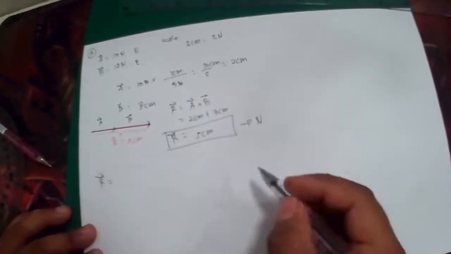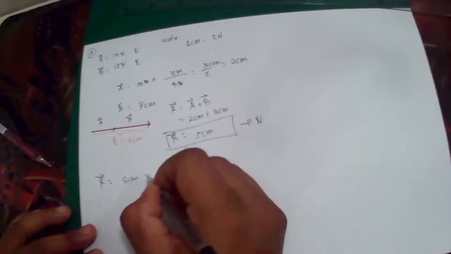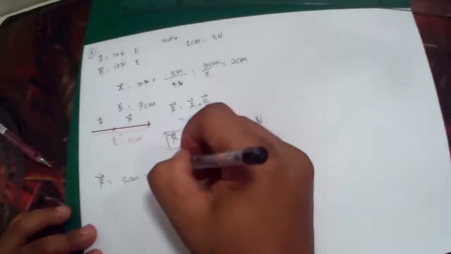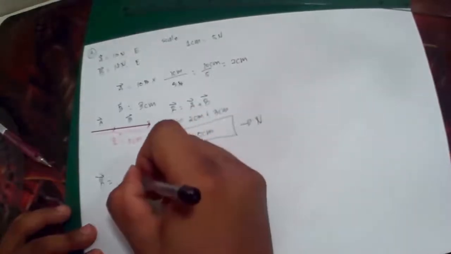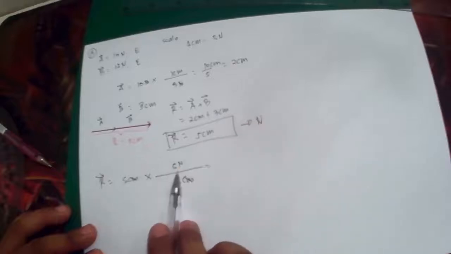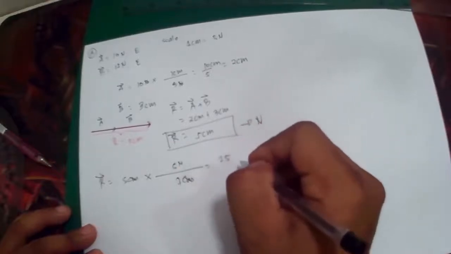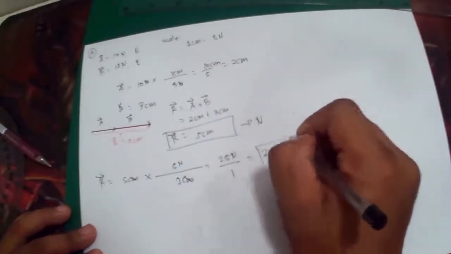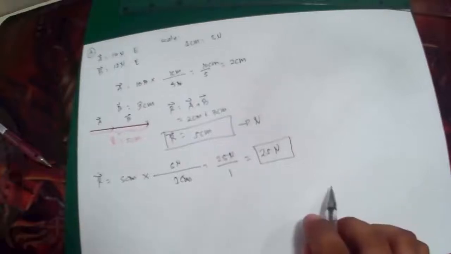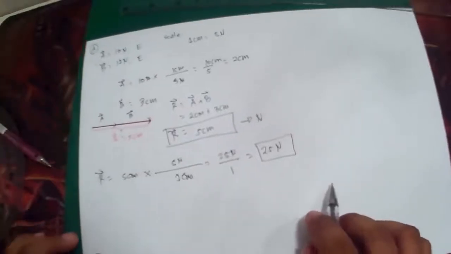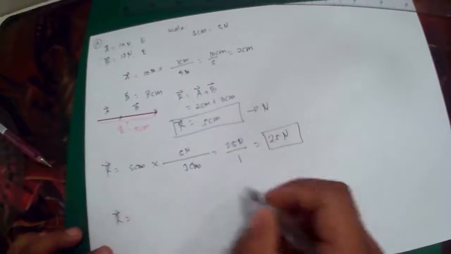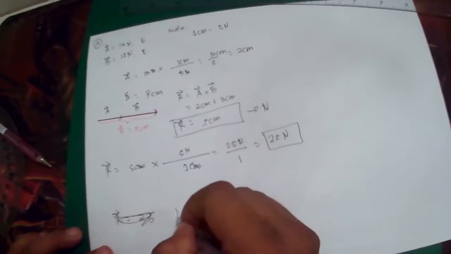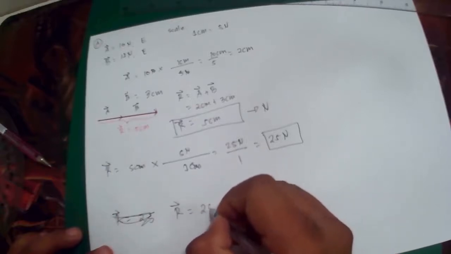The resultant vector is equal to 5 centimeters times, in every 1 centimeter, we have 5 newtons. Cancel out, cancel out. 5 times 5 will give you 25 newtons over 1. That would give you 25 newtons. That means in this case, if we are asked to find the resultant vector of that, the resultant vector is simply 25. Resultant vector is equal to 25 newtons.